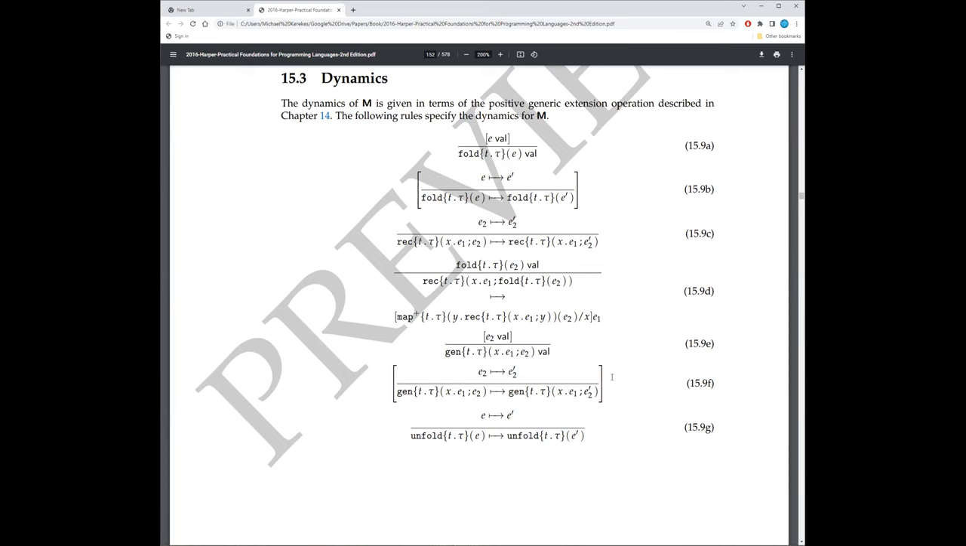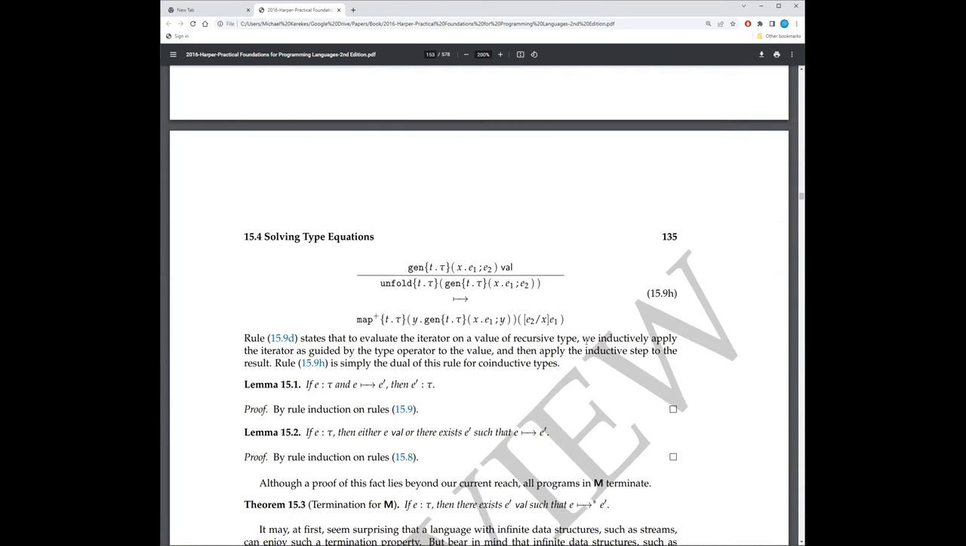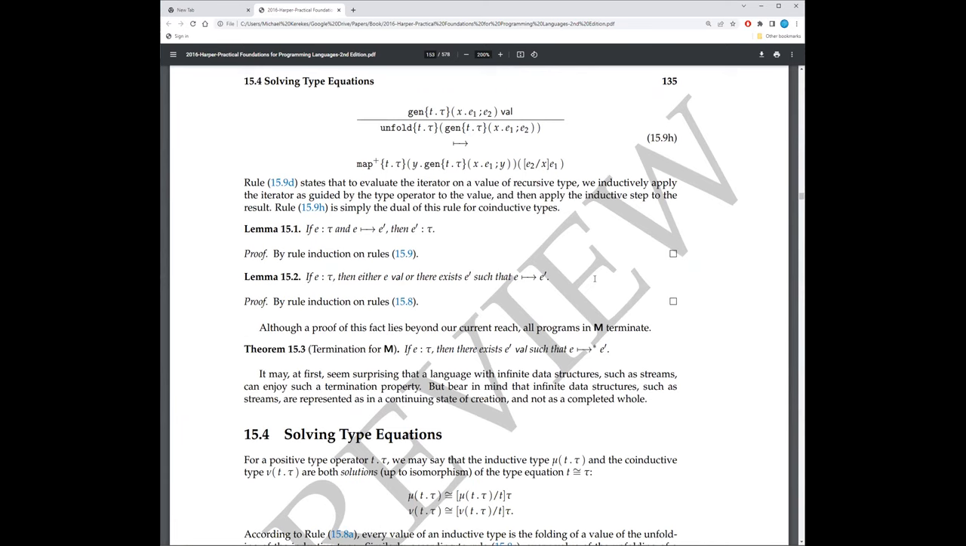Right, and then if you use, now where's the unfold? Oh, it's down here, okay. And if you use unfold on a gen, this is the code that you run, which we talked about before. Okay, and this is just a type preservation, I guess. Something like that.